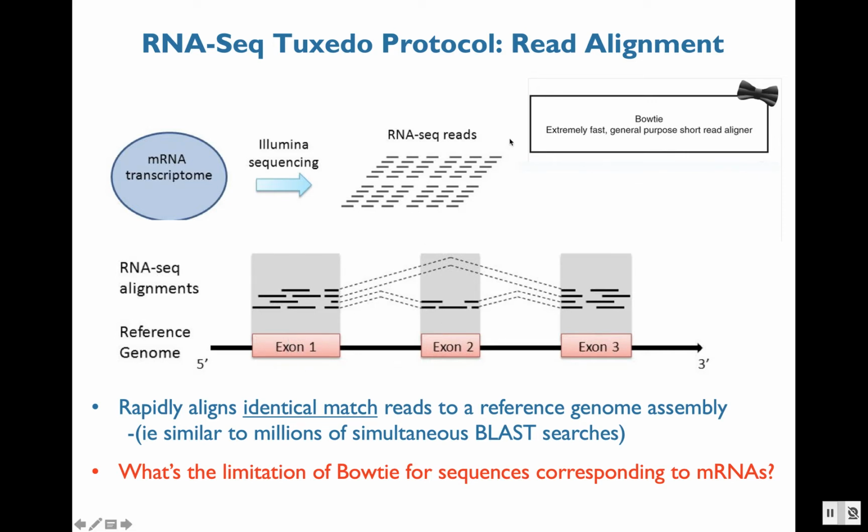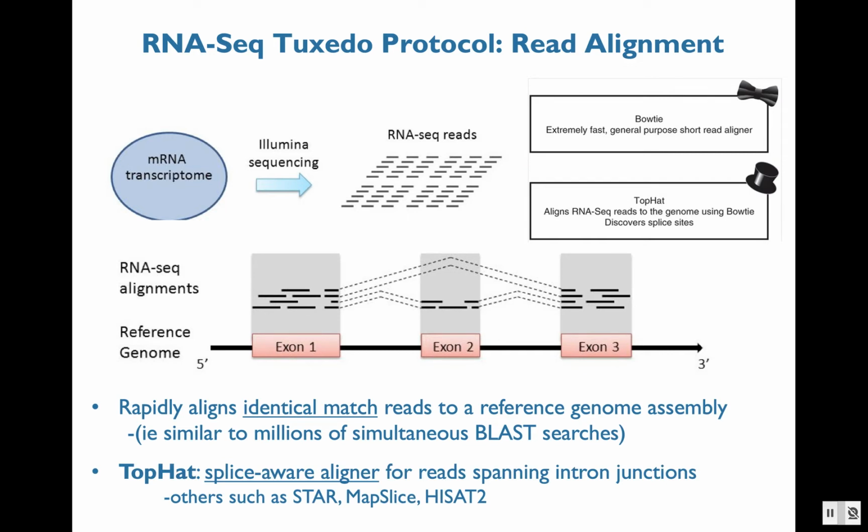What Bowtie struggles with, and this is sort of a eukaryotic RNA-seq problem where you have coding exons as well as non-coding intervening introns, is that some of these reads overlap parts of one exon, and then the other part aligns to another exon. Bowtie is unable to do this because it's not splice aware, it will just align exact matches.